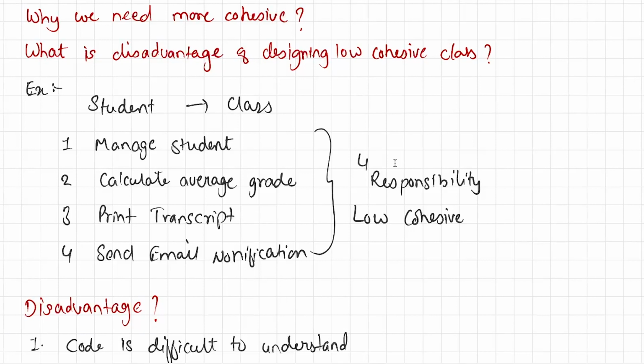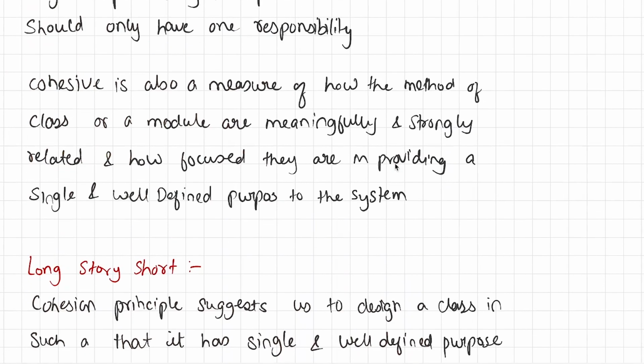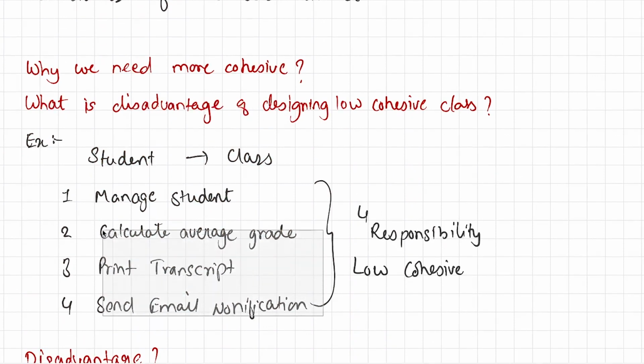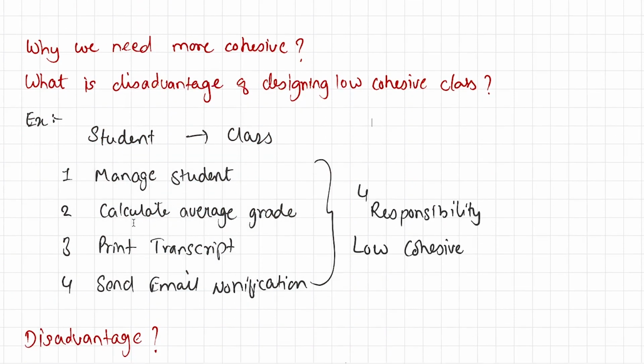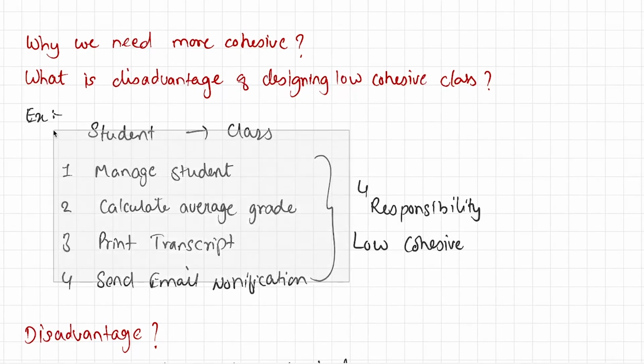Now if you closely look, this class has a total of 4 responsibilities. That is why this class is a low cohesive class. As we have discussed in the previous definitions, a class should always have a single and well-defined purpose. But here you can see that the class does not have a single and well-defined purpose. All the functionalities are unrelated to each other, right? Calculating average grade is not related to printing transcript. Printing transcript is not related to sending email notification. All of these features are unrelated to each other, right? And because of this, the class is not serving any single purpose.